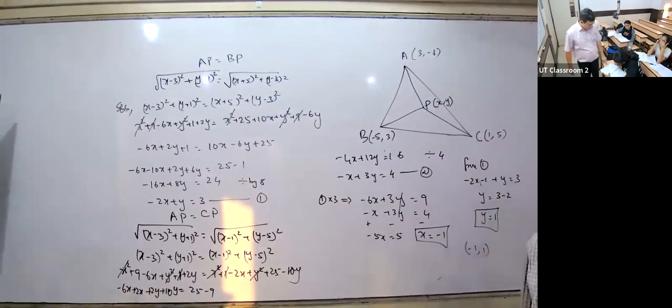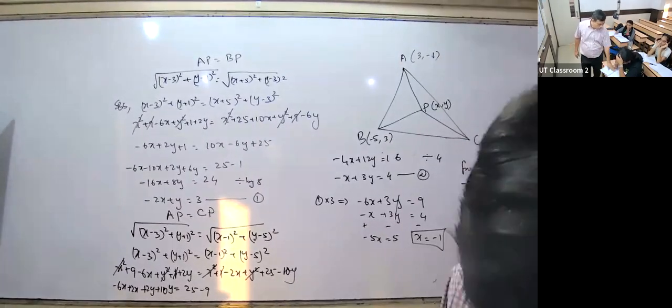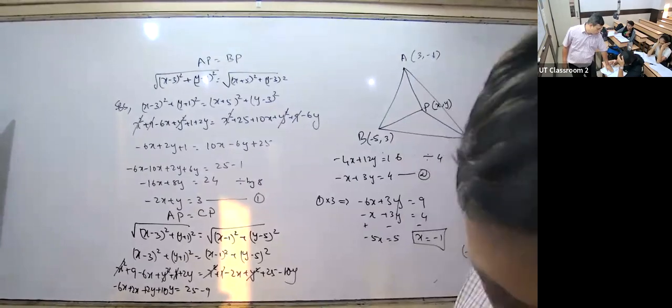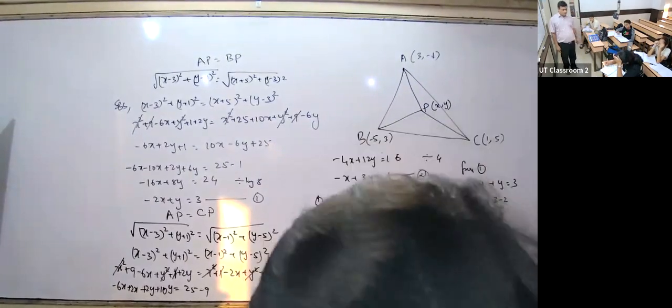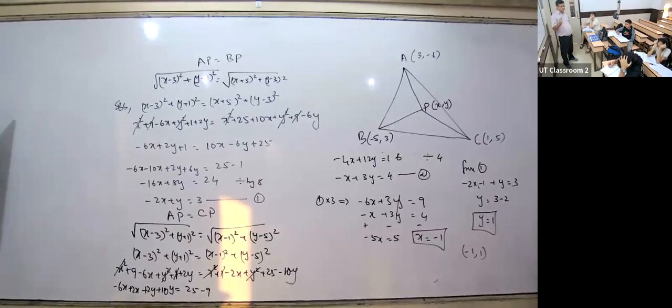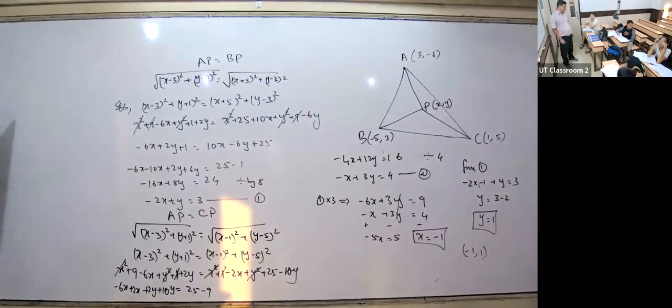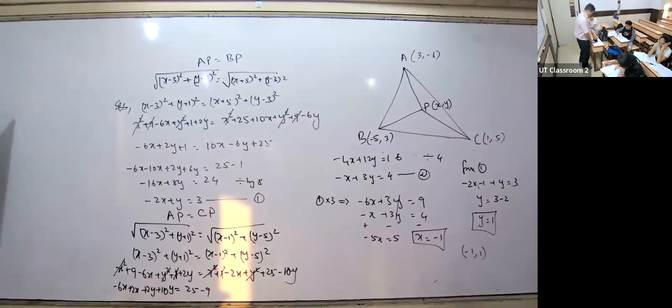Who got it? Minus 3 into 1 is how much? What is minus 3 into 1? Minus 3. When it goes to this side, what will come? Plus 3. So minus 3. How many mistakes? One mistake or another mistake? Careful. Okay? Chalo.